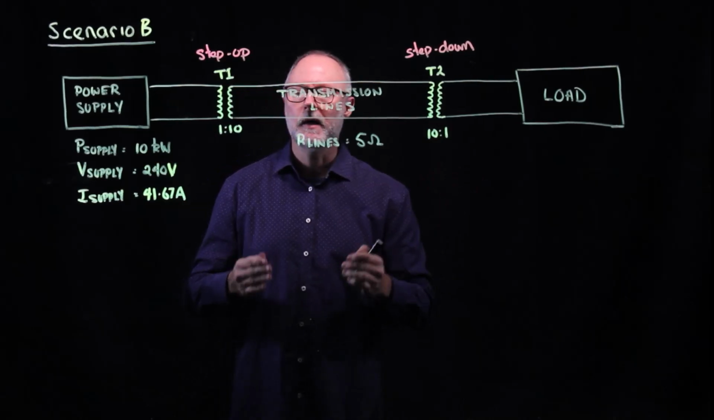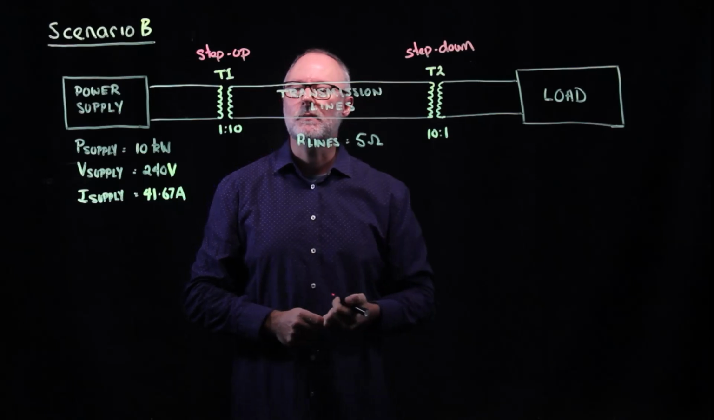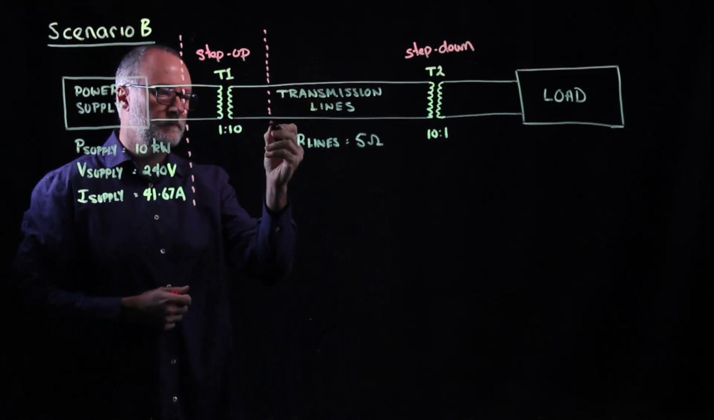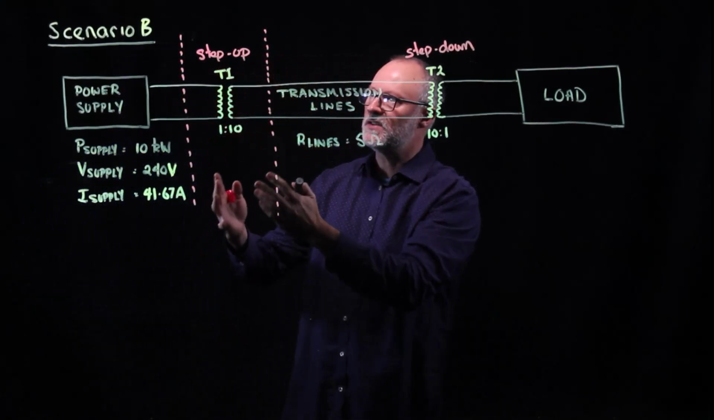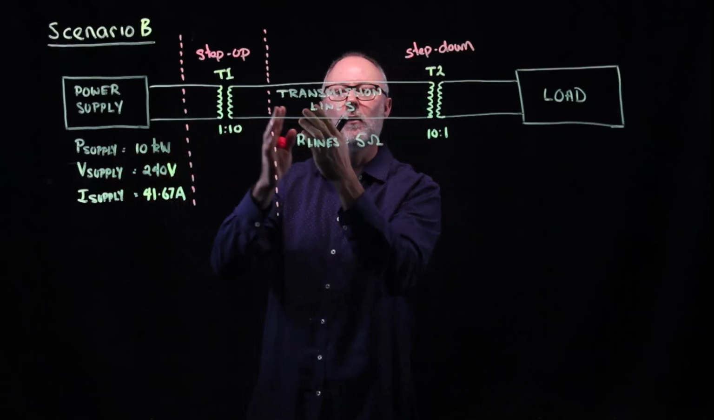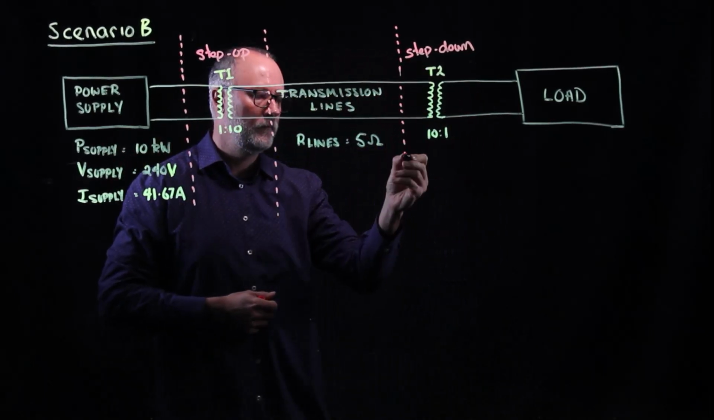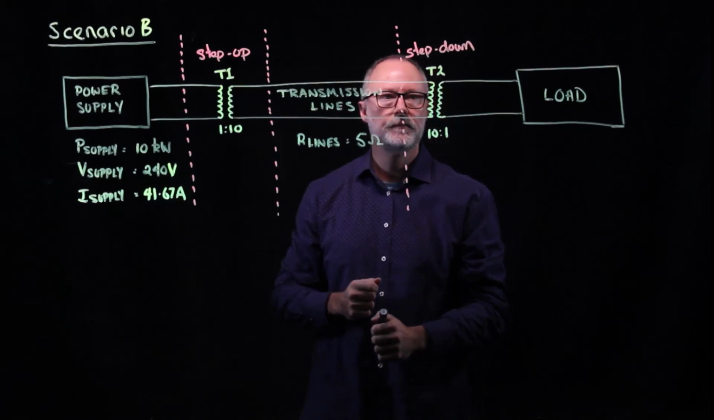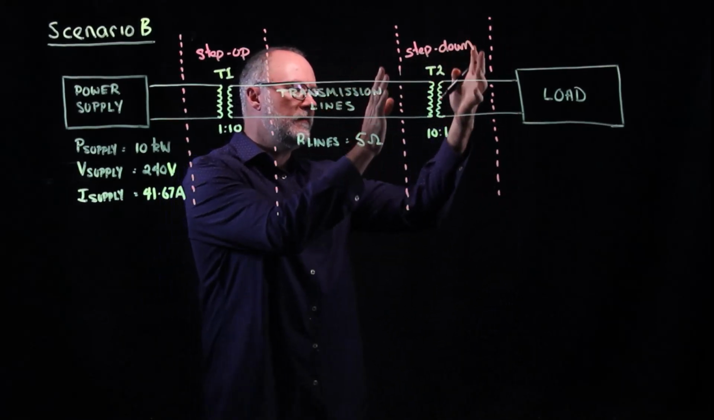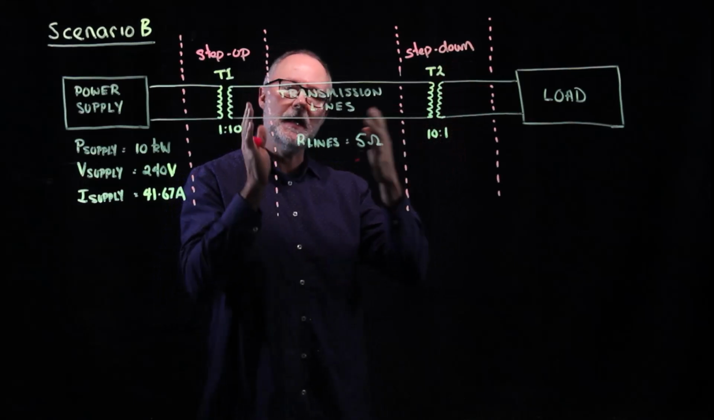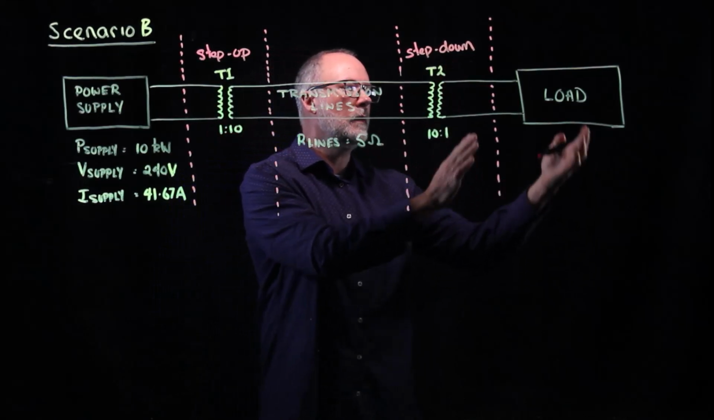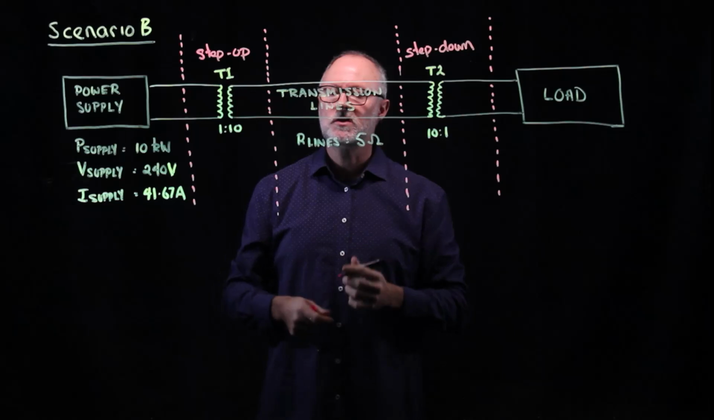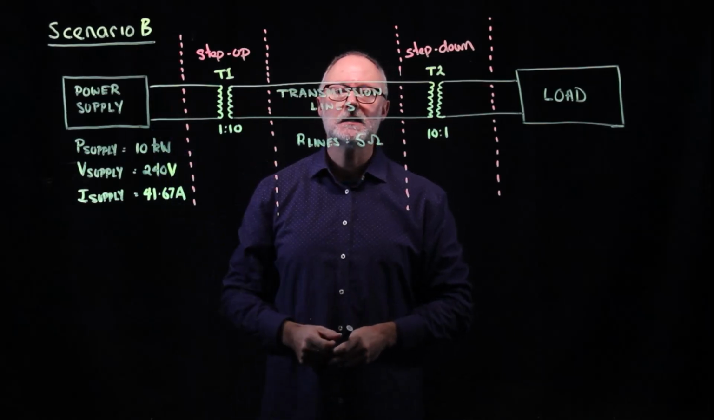Now, as I did in scenario A, I'd like to consider this as sections or segments. First of all, we have information about the power supply. We have information about the step-up transformer located at the end of the power supply before the long-distance transmission. We have information about the transmission lines. In this case, we know there's a resistance of 5 ohms. We have information about the step-down transformer at the end of the transmission lines. And finally, we have information about the load as well. So there's 5 sections of this transmission system we need to consider now that we're looking at scenario B.